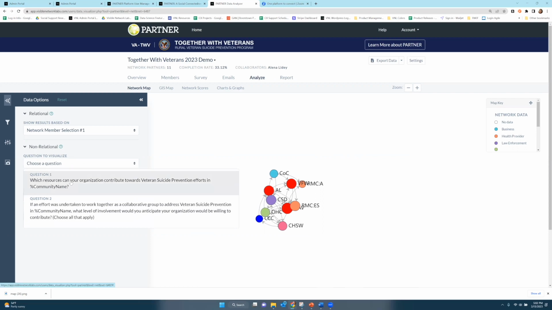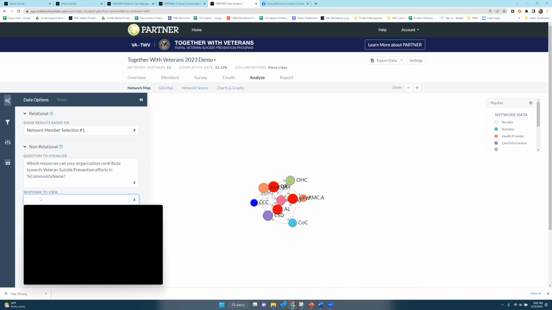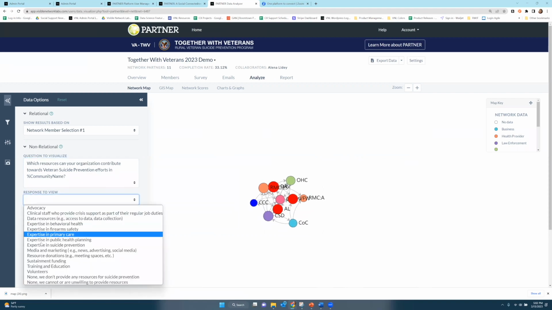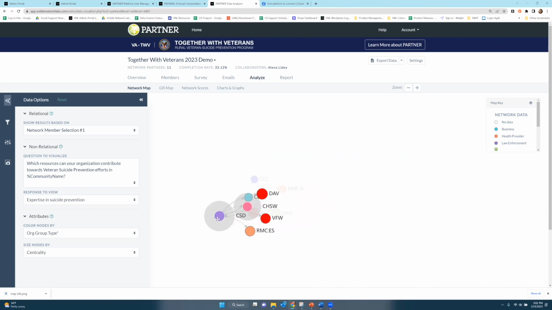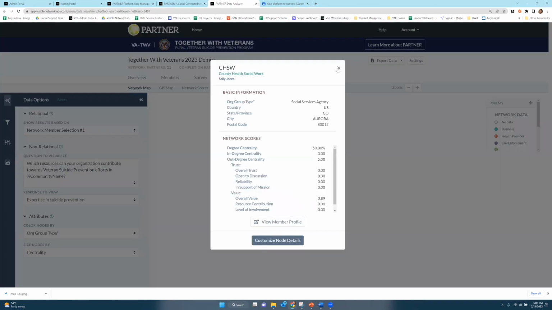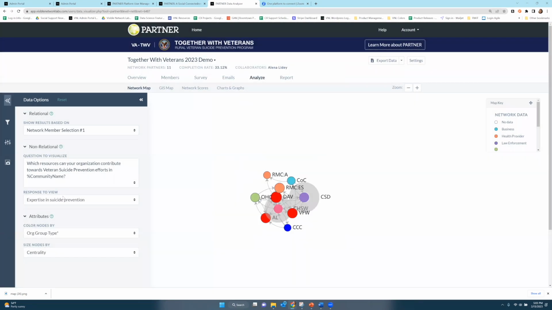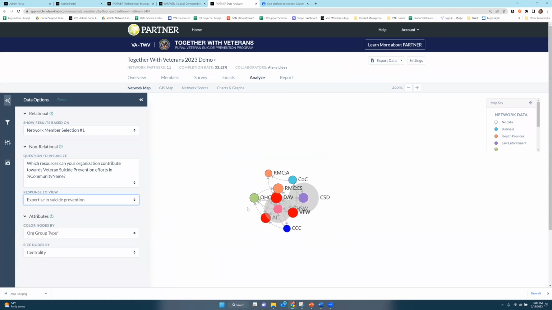So for instance, if you wanted to see what resources organizations can contribute, you can select specific ones. If we wanted to see expertise in suicide prevention, we can see who brings those. It's the CSC as well as our county health social work that also brings that as a resource. And so what's great about that is then you can leverage, okay, back to our scenario of that community event, who can contribute volunteers for us?